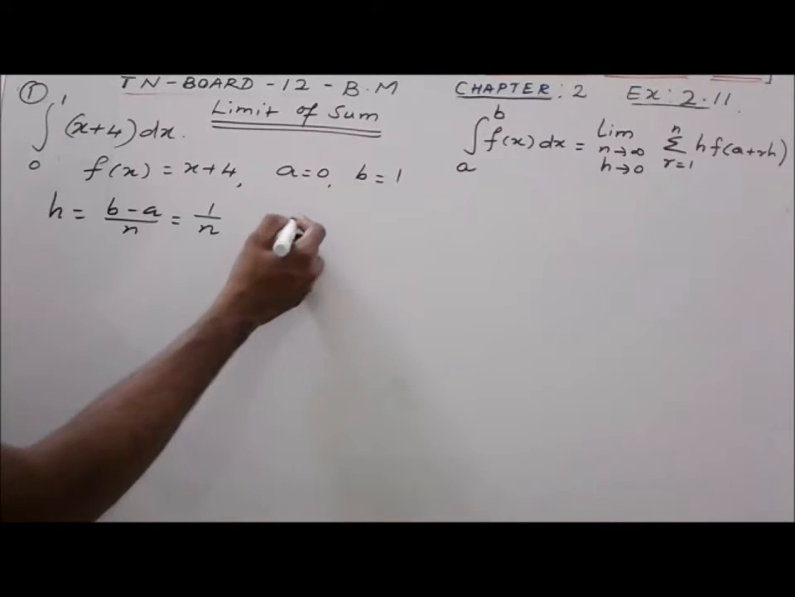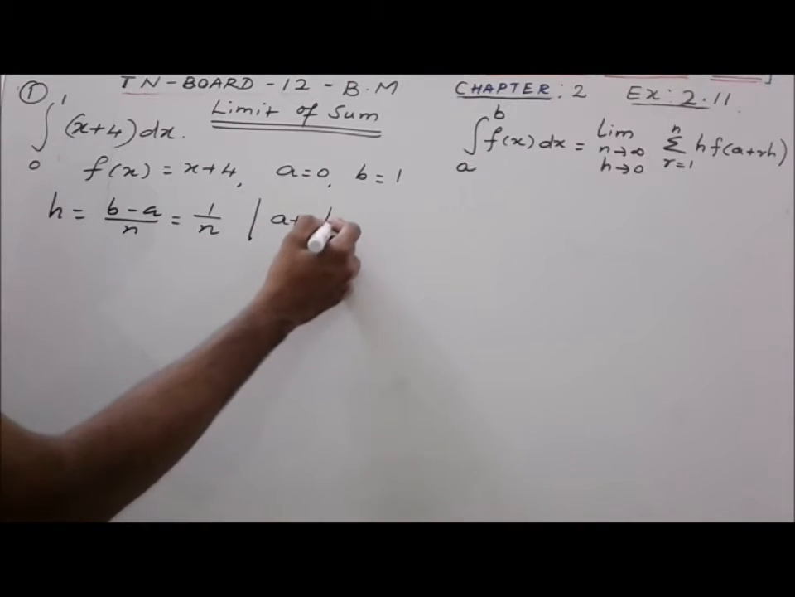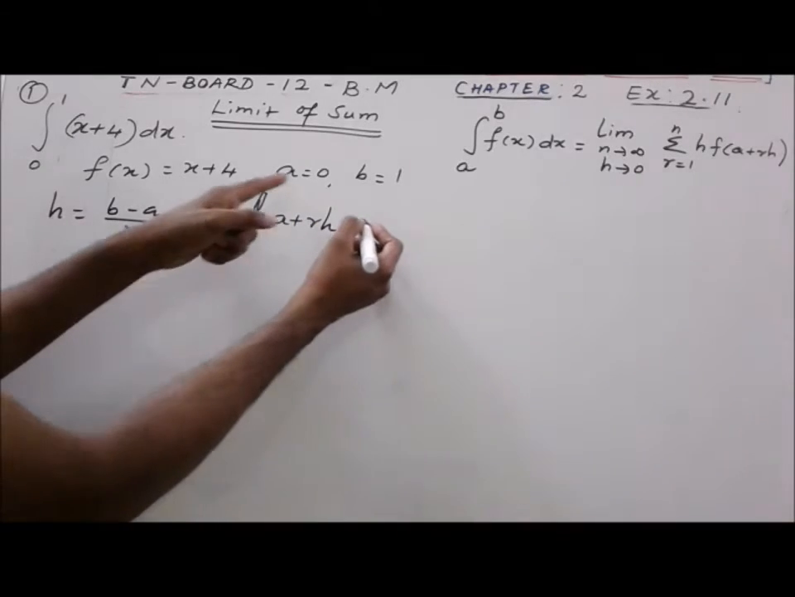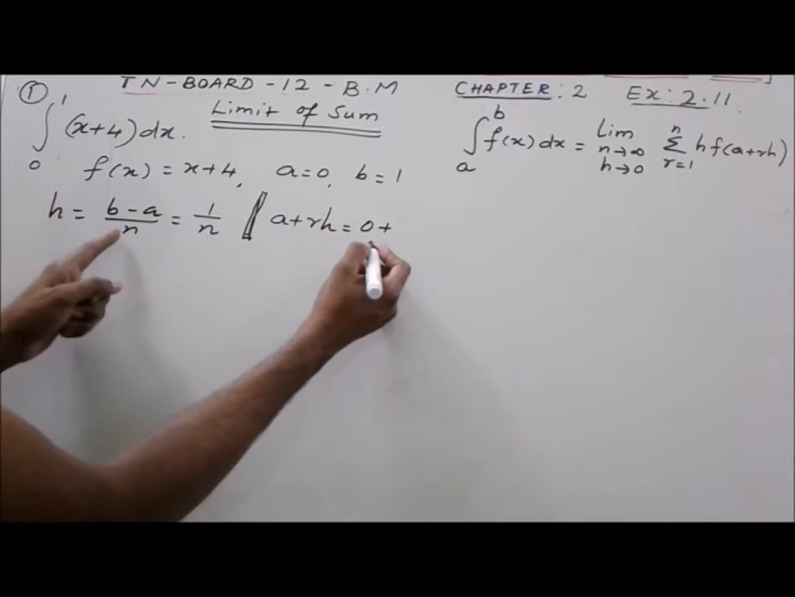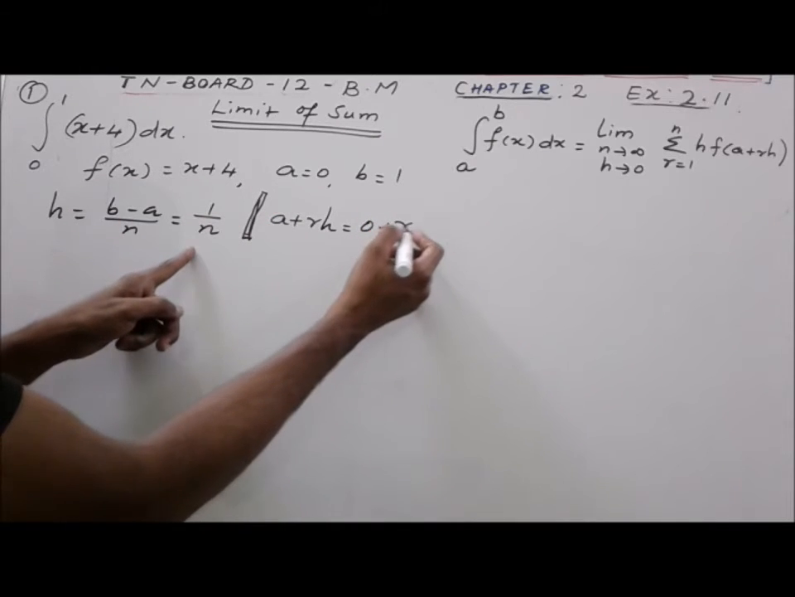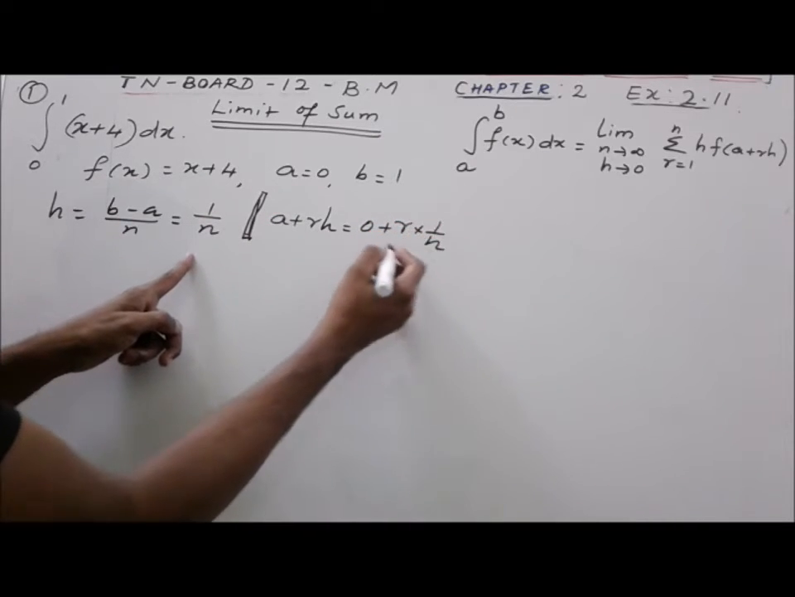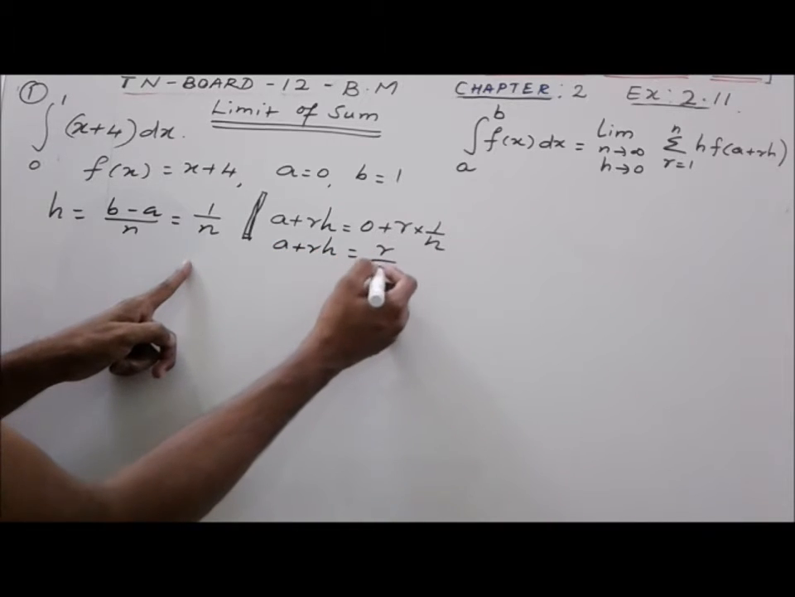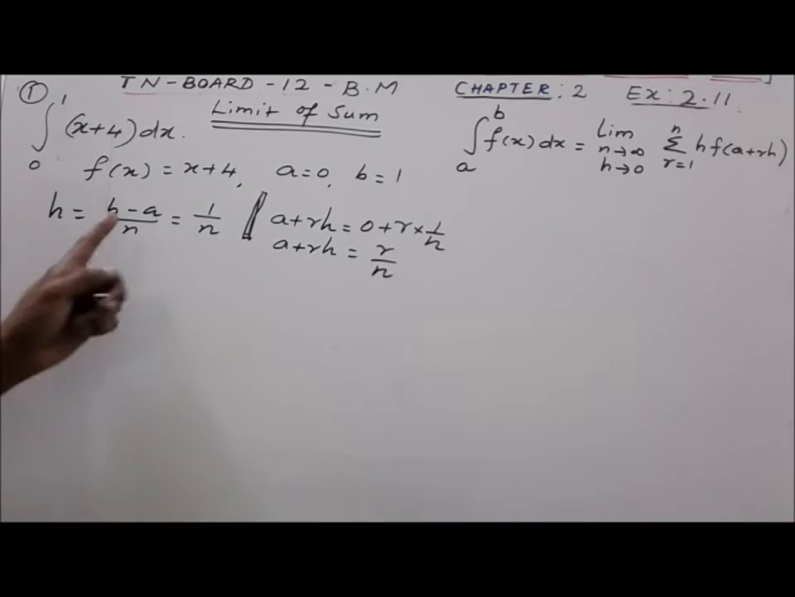a plus rh is equal to a plus rh, equal to a is 0 plus r means nothing, r into h means 1 by n. So r into 1 by n. So a plus rh is equal to r by n. Substituting the values in the formula now.